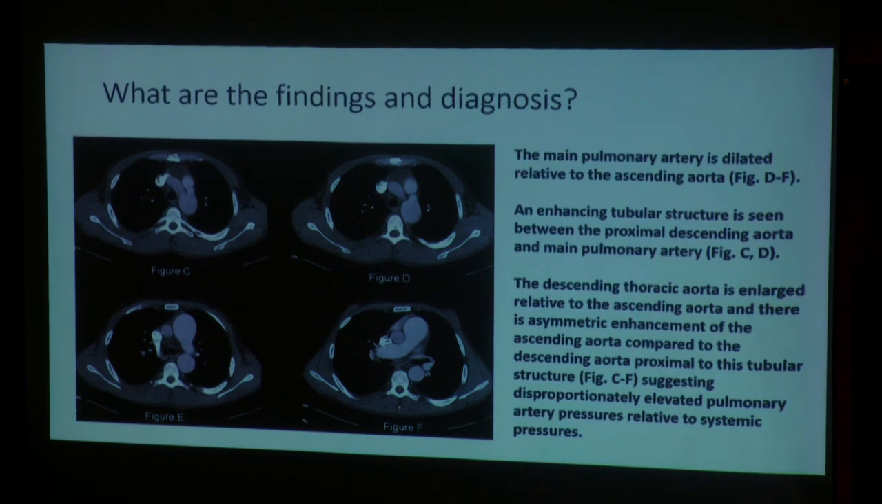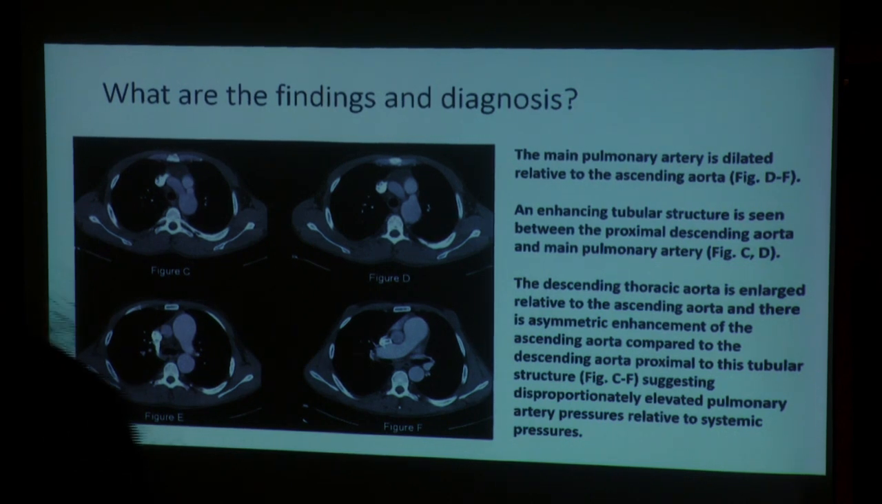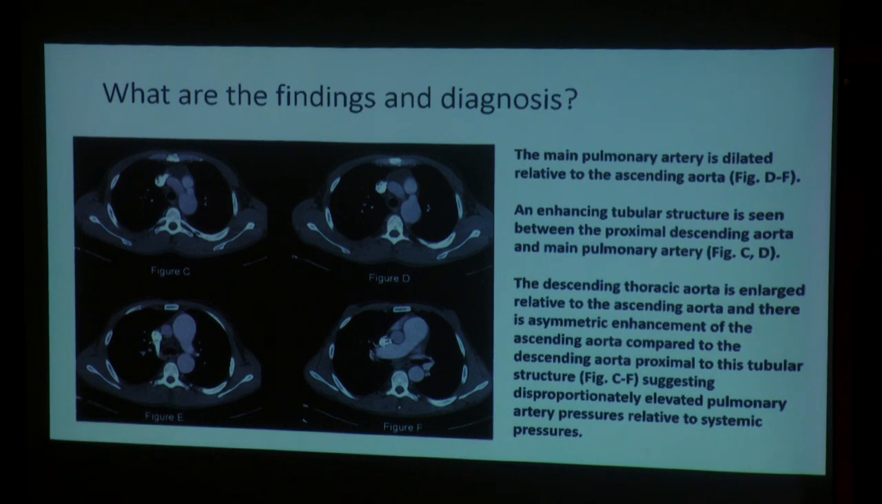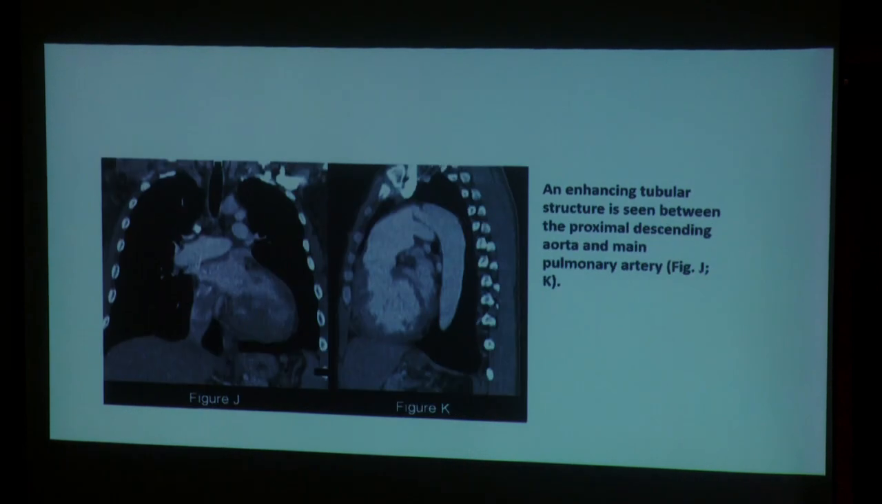The MPA is dilated relative to the ascending aorta. There is an enhancing tubular structure between the proximal descending aorta and the main pulmonary artery, and the descending aorta is enlarged relative to the ascending aorta. There is also asymmetric contrast enhancement between the ascending and descending aorta, due to altered pulmonary artery pressures relative to systemic pressure. The ascending aorta is less enhancing than the descending aorta because of shunt from the pulmonary artery. Again, the coronal and sagittal reformats demonstrate the PDA, a very large PDA.